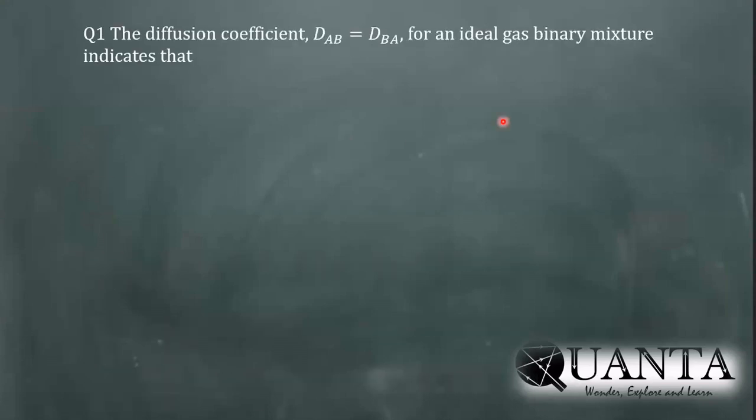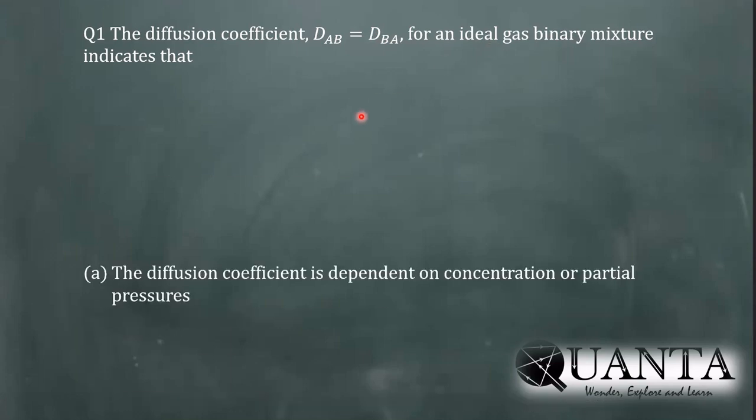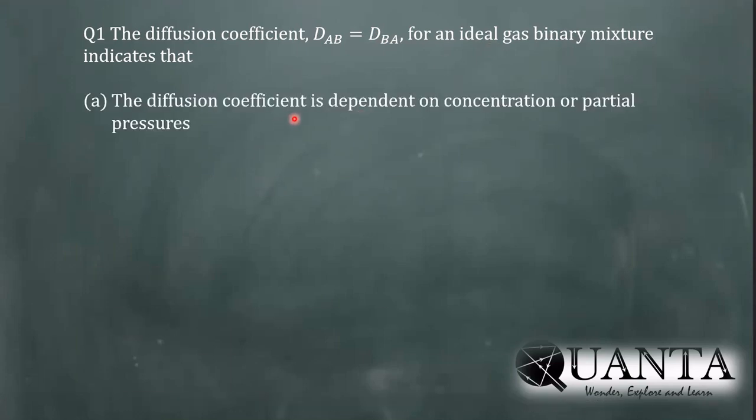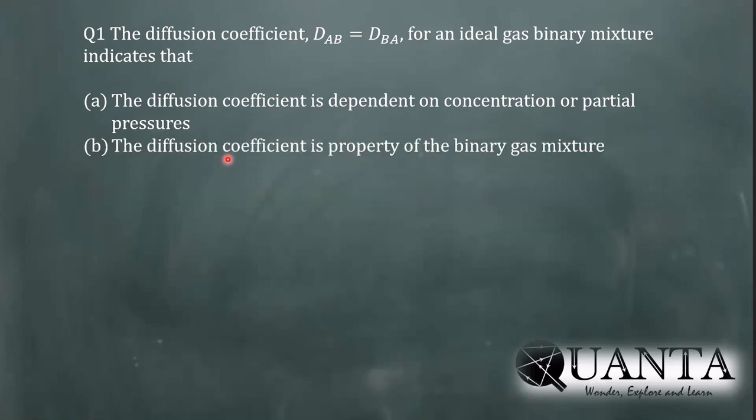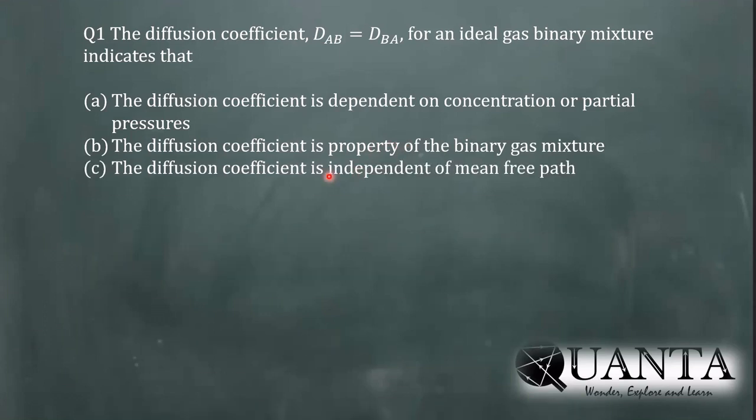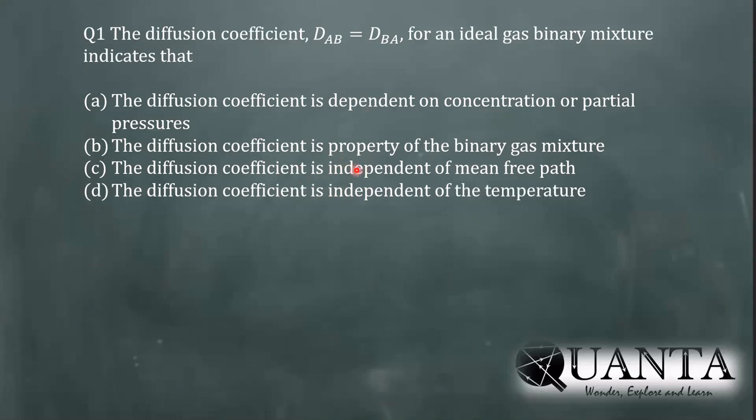Let's take up a question on diffusion coefficients. The first option: the diffusion coefficient of A diffusing into B is equal to the diffusion coefficient of B diffusing into A. Both are equal for an ideal gas binary mixture. This indicates that the diffusion coefficient is dependent on the concentration or partial pressure. The second option: the diffusion coefficient is a property of the binary gas mixture. The third: the diffusion coefficient is independent of mean free path. The fourth: the diffusion coefficient is independent of the temperature.